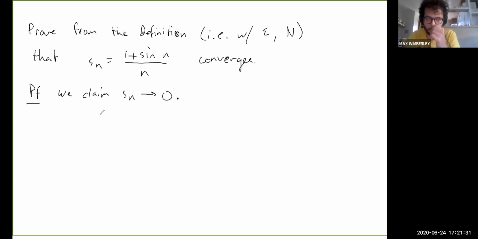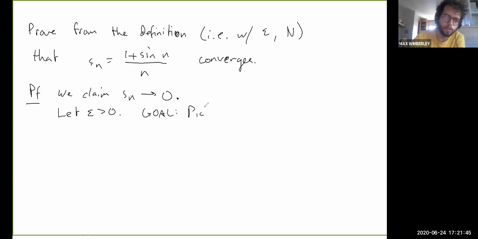Now let epsilon be greater than 0. Let's remember what our goal is. We want to pick N such that for all n greater than N, we have (1 plus sine of n) over n is less than epsilon. Okay?